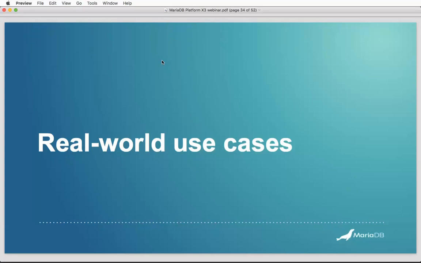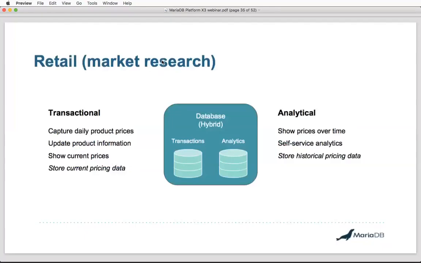So that's a little bit about the architecture of MariaDB platform. Let's talk about how people are using it right now. We have one customer who's in the market research space. They are capturing pricing data every day, hundreds of thousands of products in the stores. I think they pull down a million pricing updates per day from the web.